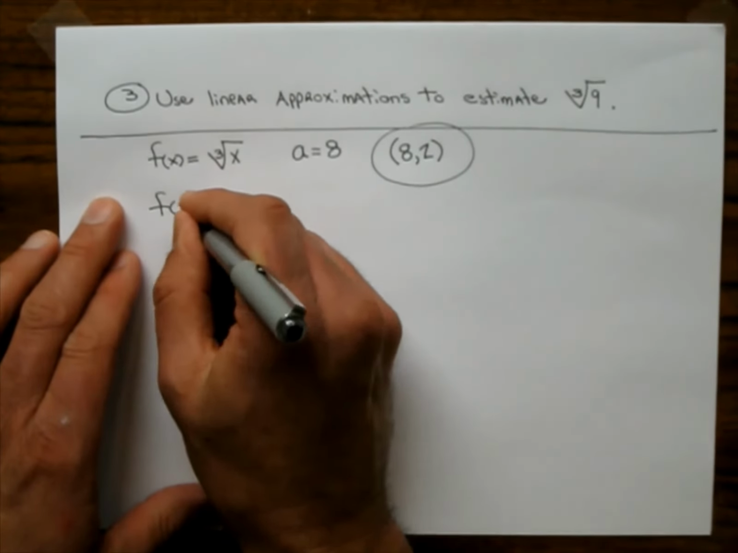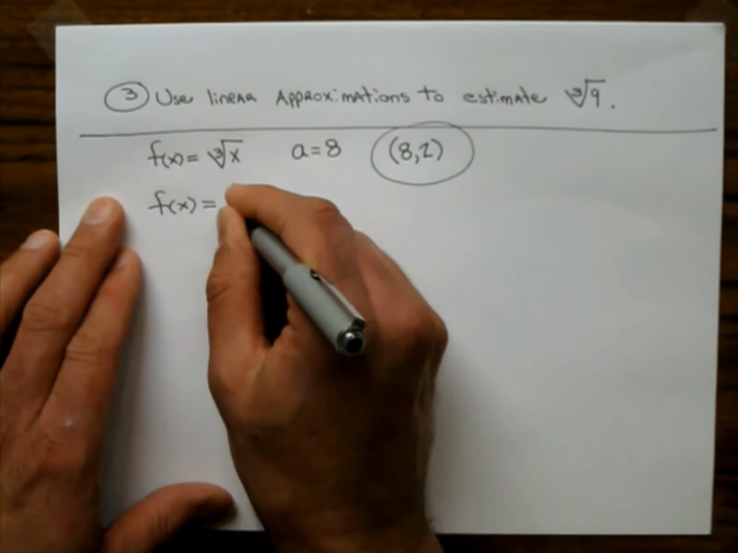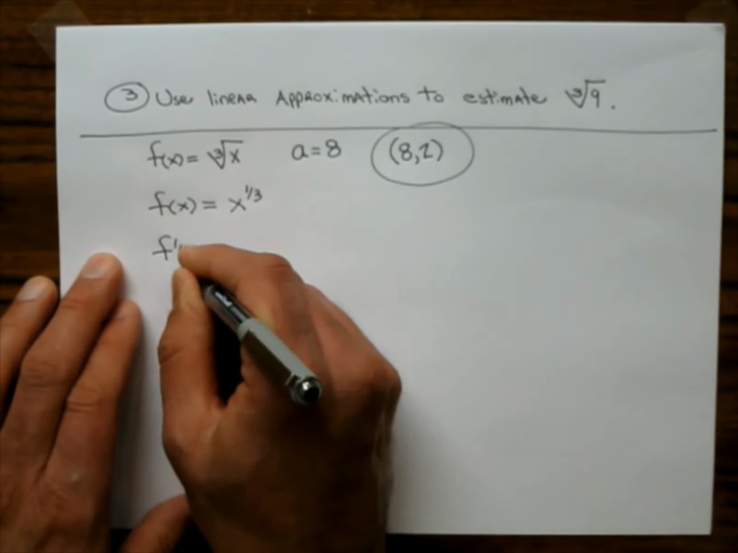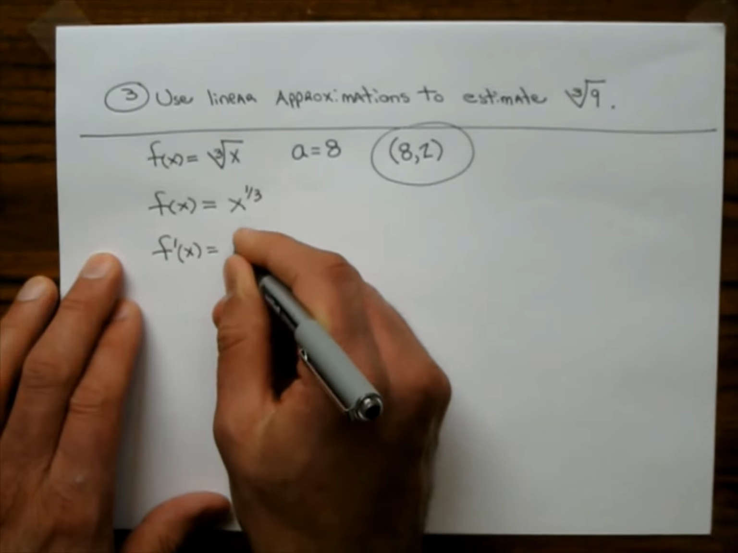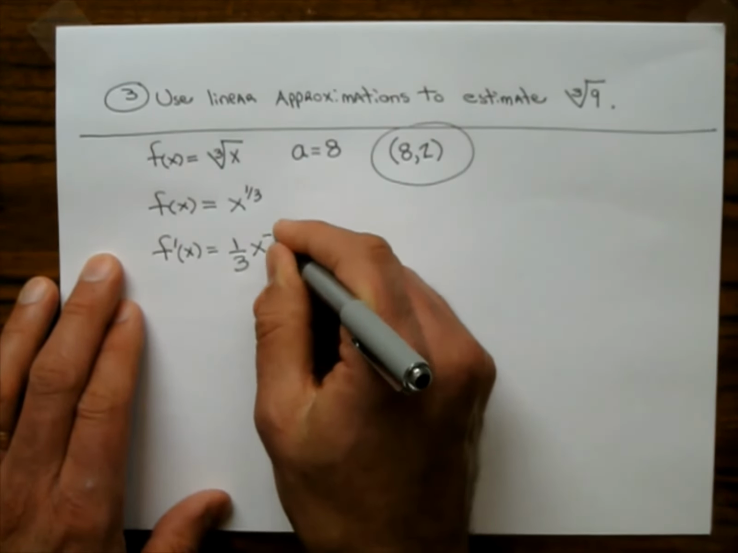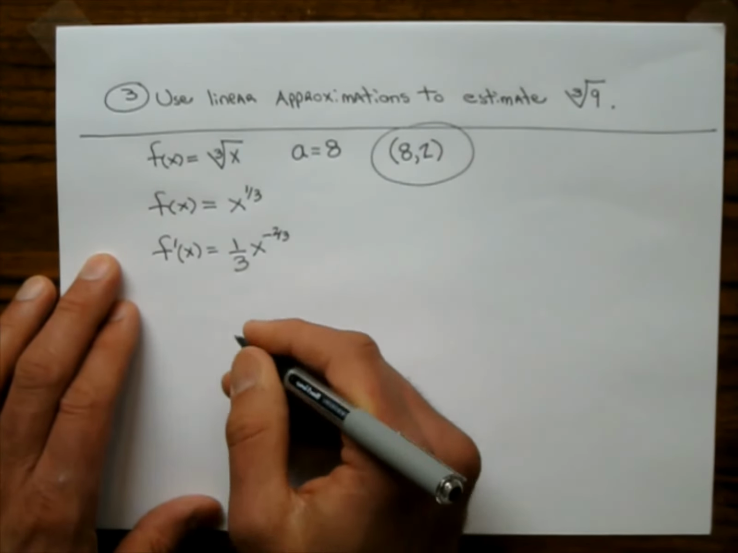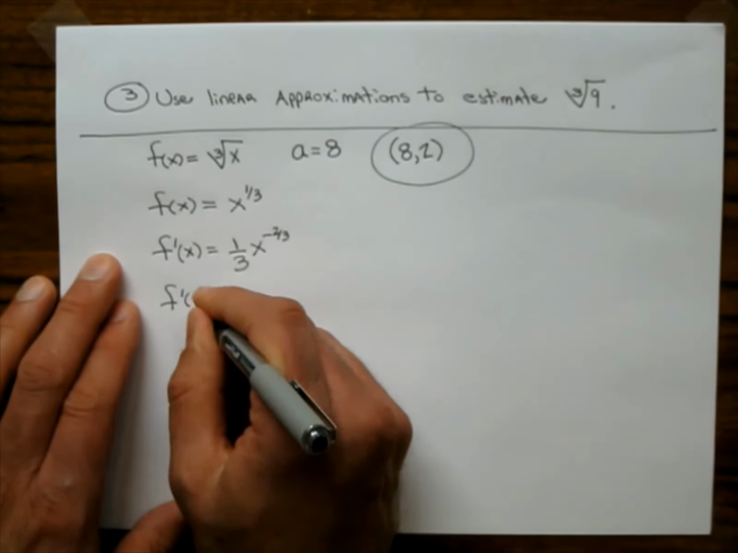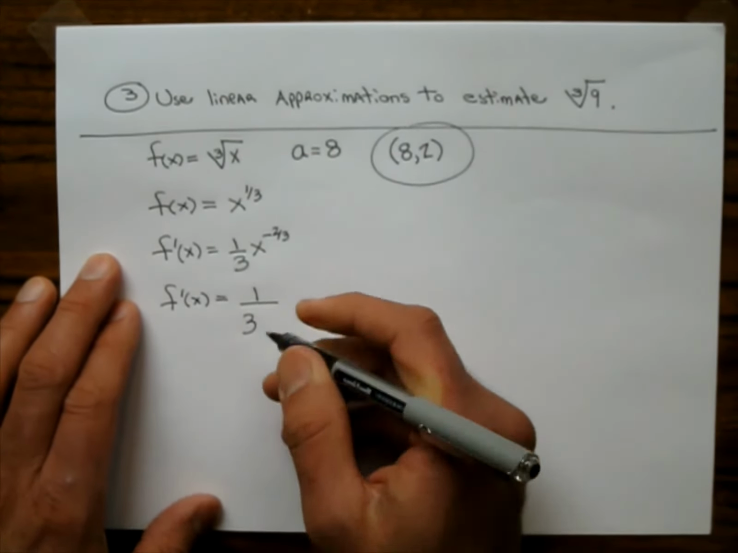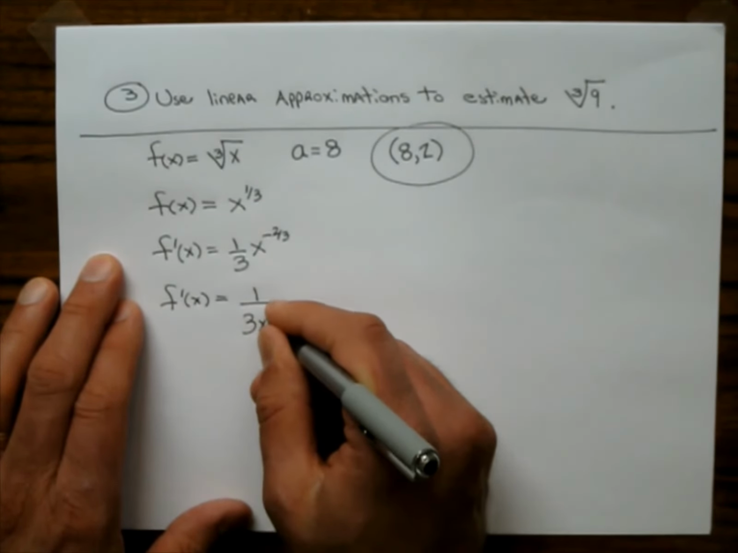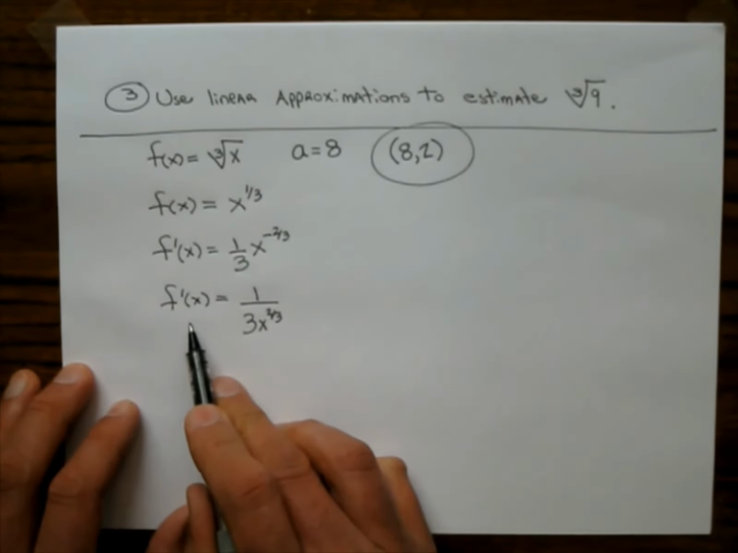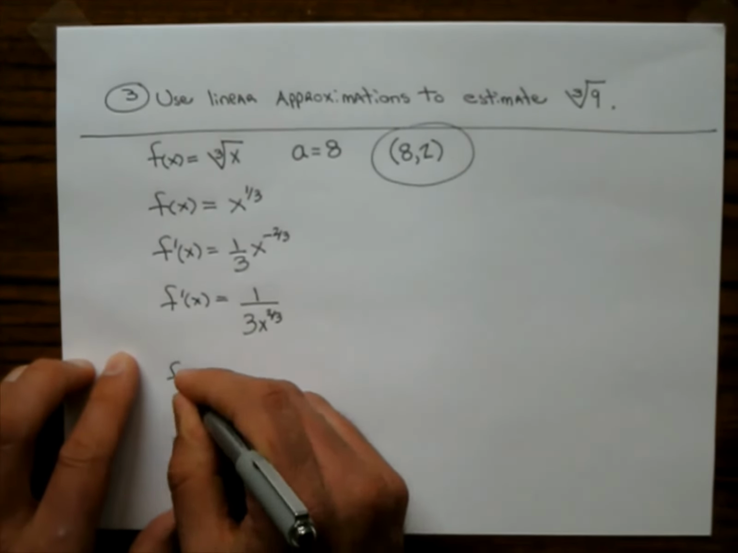To get the slope, I have to take the derivative. To take the derivative, I'm going to write this to the 1/3 power. So f prime happens to be 1/3 x, and then I go 1/3 minus 1, this is negative 2/3. So f prime of x equals 1 over 3 times x to the 2/3 power. So there's the derivative. And now what I'm going to do is plug 8 into the derivative to find out what the slope is.